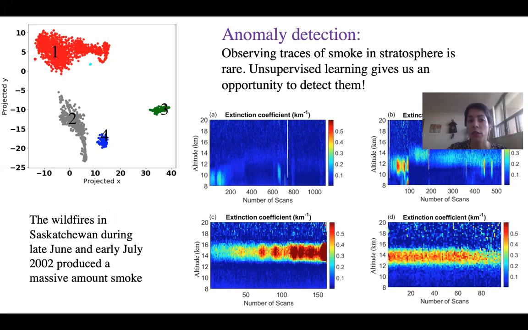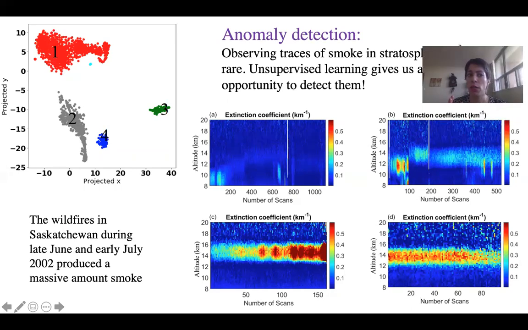fires. So we were thinking that if we look at all scans in the month of July, and if there is no smoke, we expect to see maybe one very big cluster and maybe some outliers here and there, but the majority of scans will make one huge cluster because they all look similar. This was the case for many months actually, but for the month of July 2002, we saw that we have four distinct clusters.